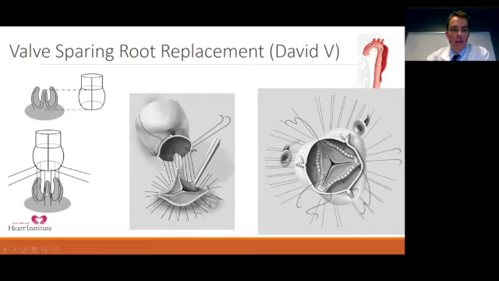And then the idea here, schematically, is to remove the diseased aorta, replace it with a Dacron graft, and again do that in a way where the valve sits inside of the graft.